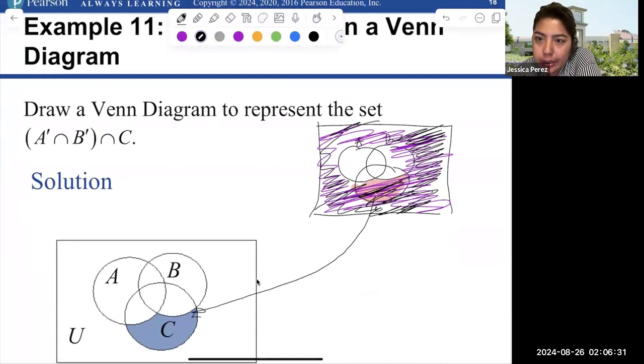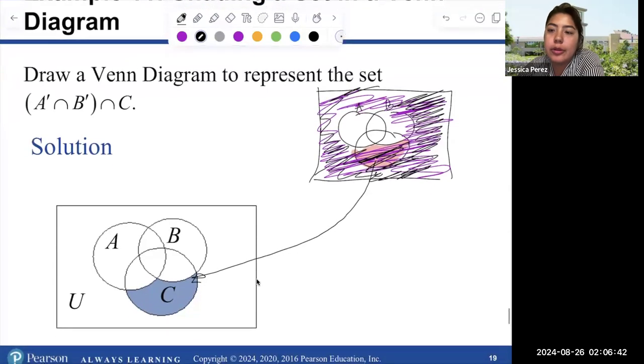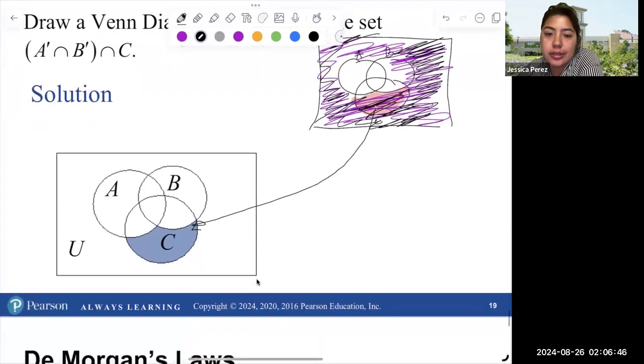In that C area, because you're removing the complement of A, you're removing the complement of B, and all you need is C. So you color code C. Okay, that's how you can write a Venn diagram along a solution.